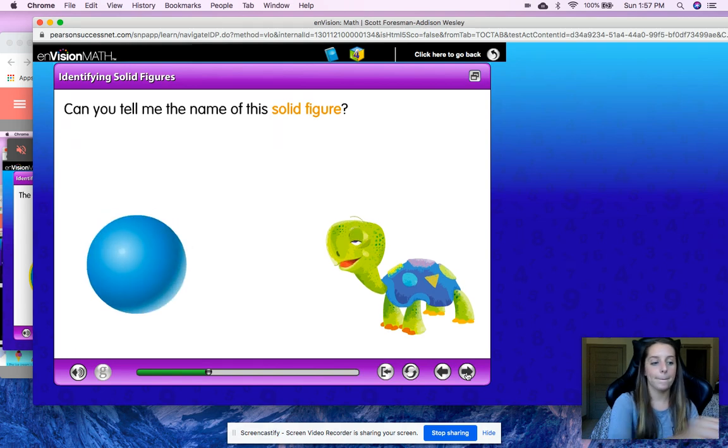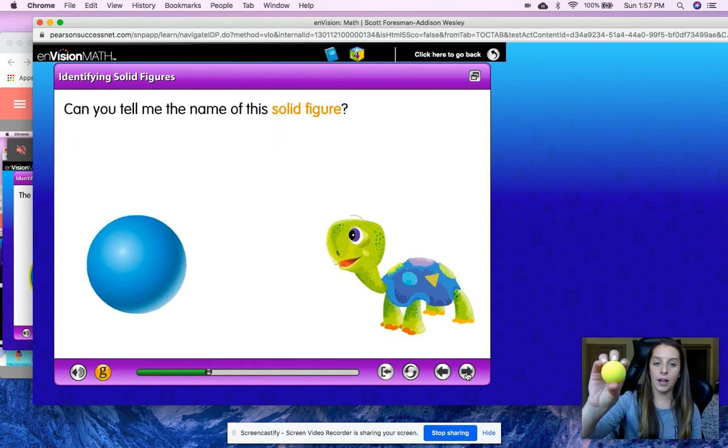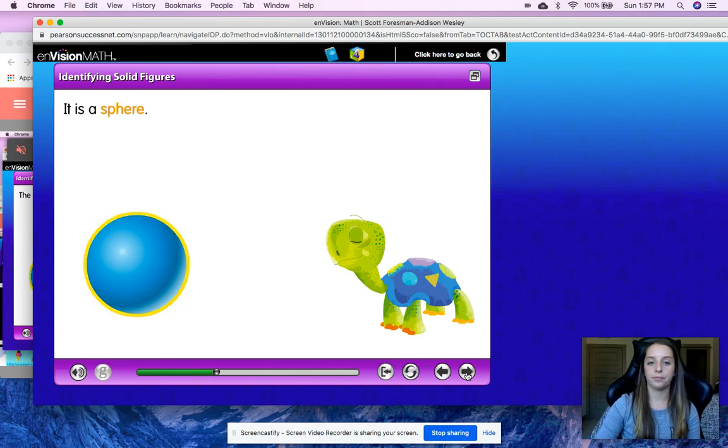Can you tell me the name of this solid figure? All right, so looking at this solid figure here, you might have seen this before. If you know the name, I want you to shout it out now. It is a sphere. Say that with me, sphere.